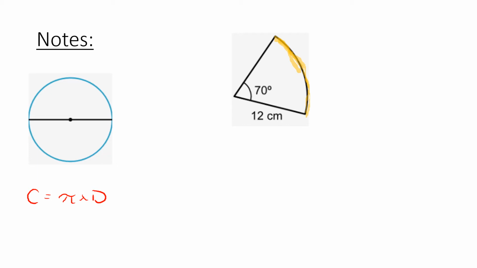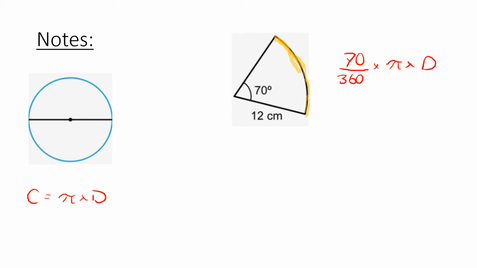It's going to be 70 out of a possible, so we've got 70 degrees here, right? If you think about a full circle, we've got 360, so that fraction is 70 out of 360, times pi times diameter. So it's a fraction of it.